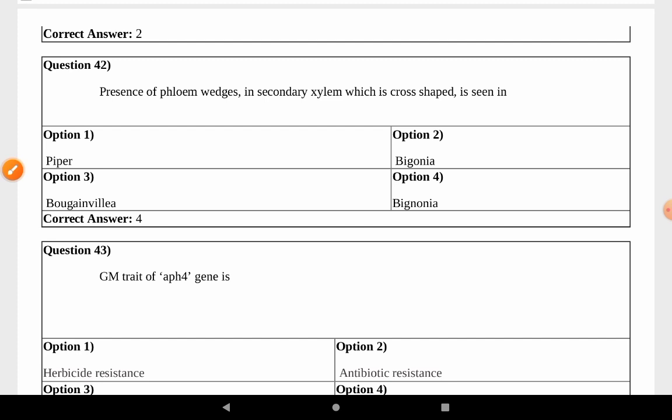Our next question is presence of phloem wedges in secondary xylem which is cross-shaped is seen in option 1 Piper, option 2 Begonia, option 3 bougainvillea, option 4 bignonia. The correct answer is option 4. In bignonia, presence of phloem wedges in secondary xylem, which is cross-shaped, is seen.